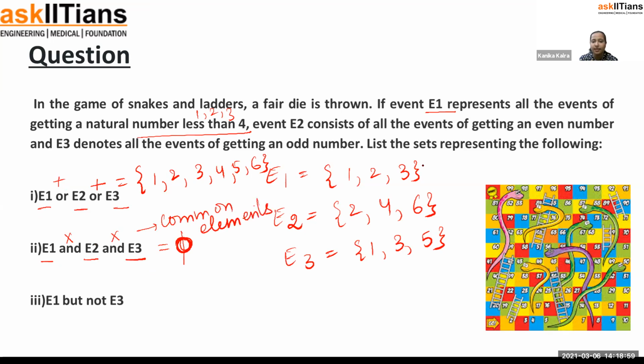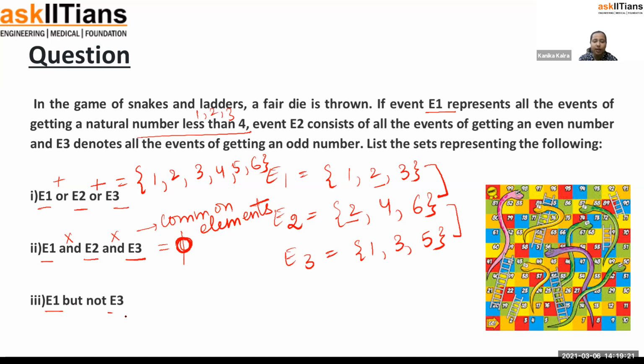So in this, we have only one common element, 2, but it is not common to all the 3 sets. Then in this, there is no common element. Then E1 and E3 have common elements 1 and 3, but E1, E2, and E3 altogether do not have anything in common.